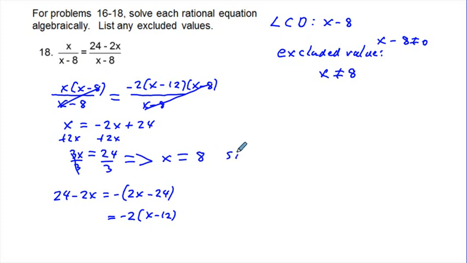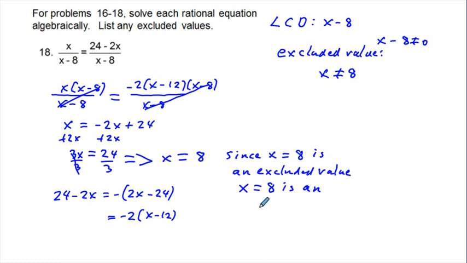Okay, since x equals 8 is an excluded value, then x equals 8 is what we call an extraneous solution and not a real solution. An extraneous solution is a solution that is created, that is not real, in the process of solving the problem.